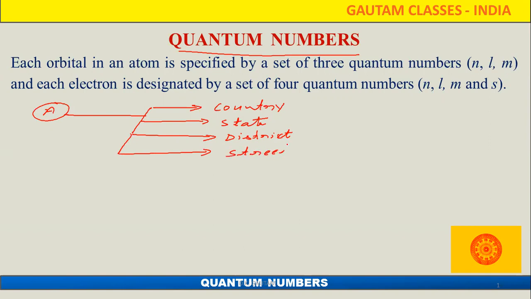Street address. If you know all these four things about any one person, you can easily identify him and you can reach that place.